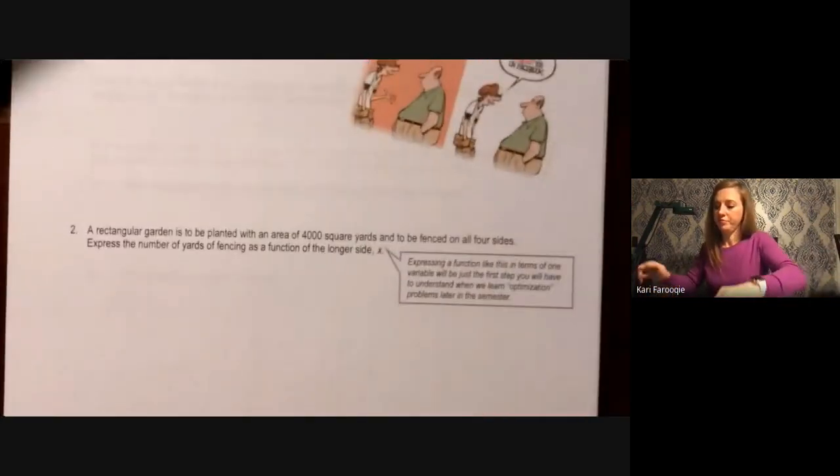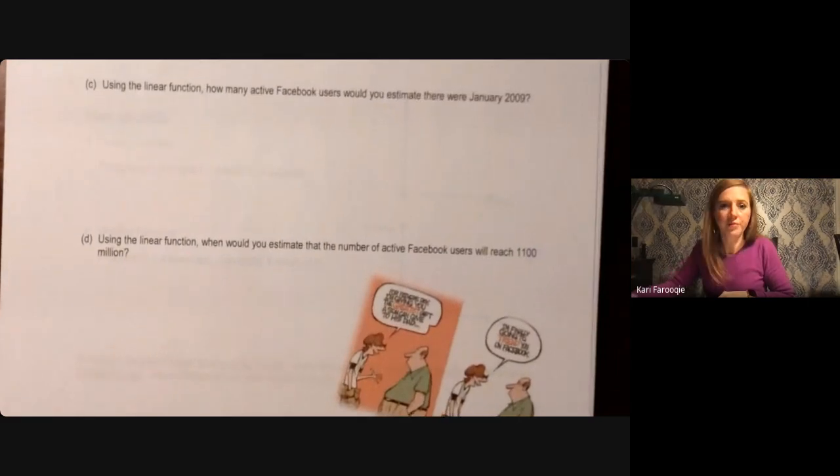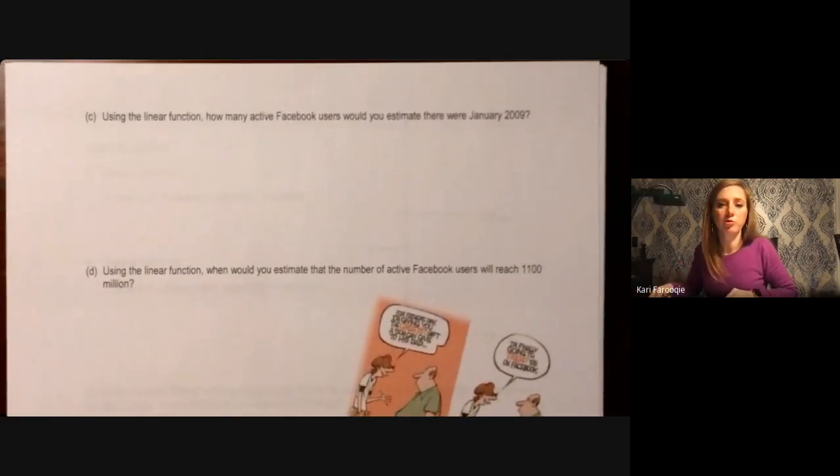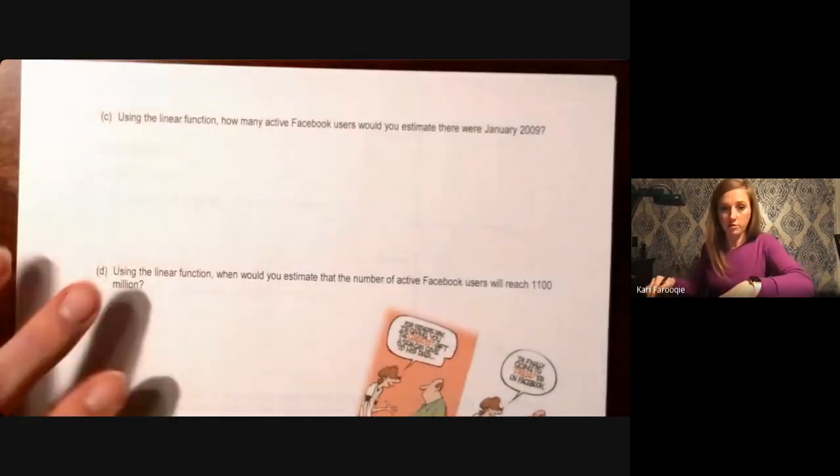Part C. Using the linear function, how many active Facebook users would you estimate there were in January 2009? All right, so the idea here is we found a function, and once we ended up writing our own function, now we're going to use it. So I'm going to remind you of what the function was that we just found.